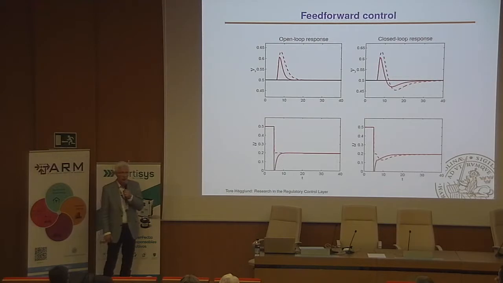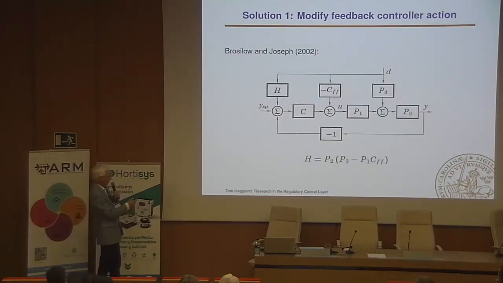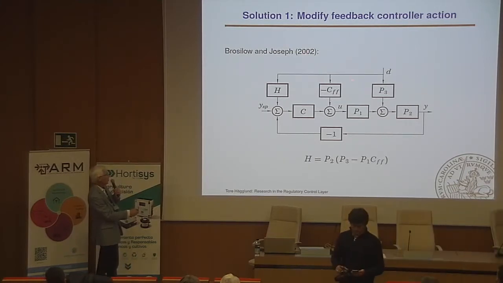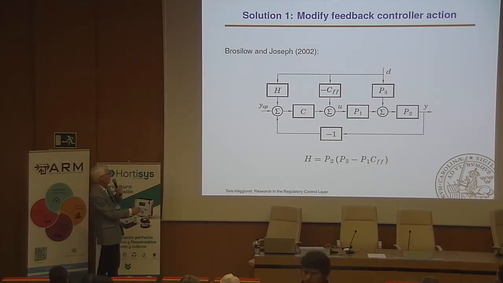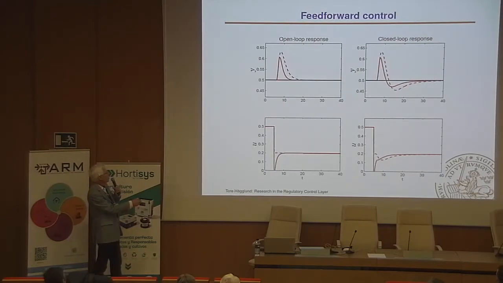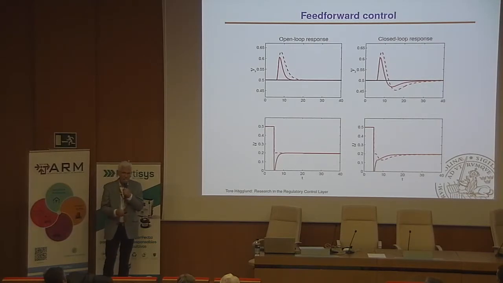Now, how should we take care of this problem? There are in principle two ways to do it. One way is to tell the feedback controller that you shouldn't act on this disturbance, the feed-forward part will do it. The other way around is to tell the feed-forward action, okay, you can do something, but you should take into account that the feedback controller will also work on this problem. The first solution was presented in a paper by Brosilov and Joseph in 2002. They extended the feed-forward structure, so they told the feedback controller that you should be careful. If you choose this compensator H in this way, then you are back to the open loop case again. With this extended structure, you will get those responses also in the closed loop case. So that is one solution.